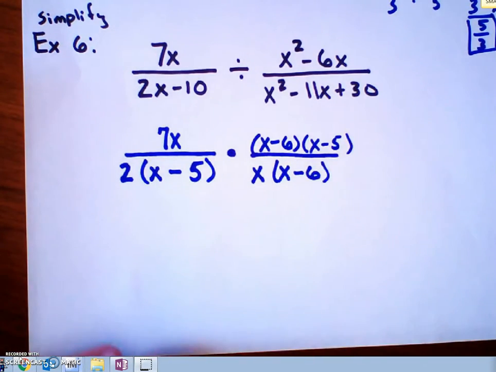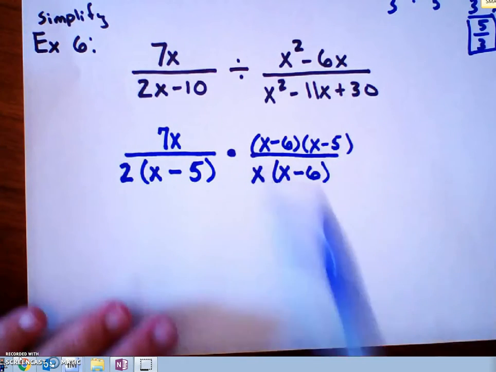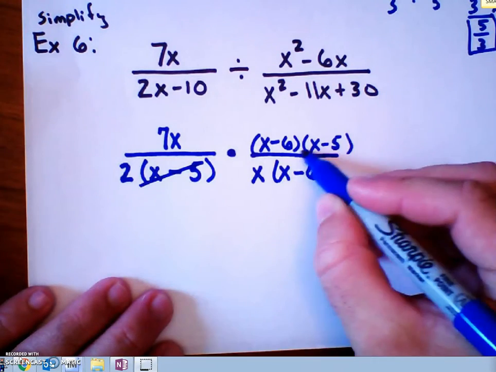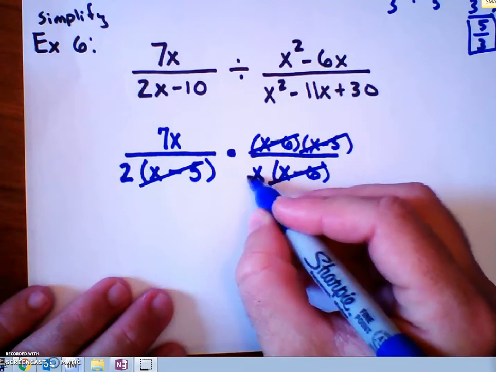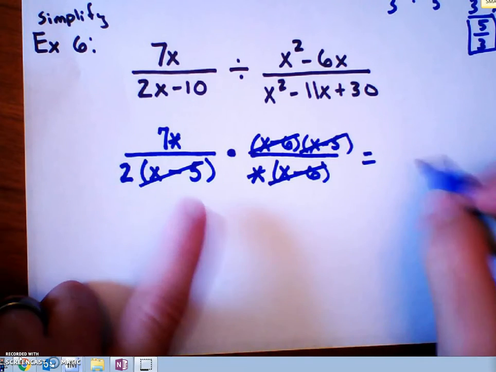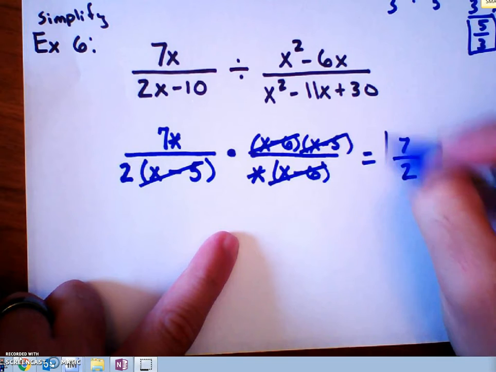So, start canceling. It's just like the previous examples with multiplication. Now that you have it factored and written as a multiplication problem, the x minus 5s can cancel, the x minus 6s can cancel, and even these x's can cancel. In this case, what's kind of strange is the only thing you're left with is the 7 over the 2, which doesn't happen very often, but that is your answer.